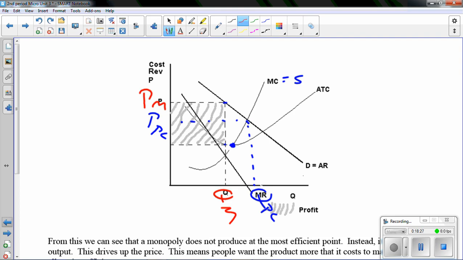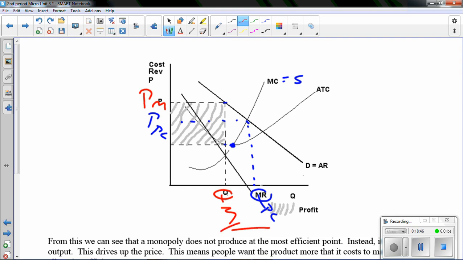Okay. All right. So take a look at this. Tell me about the monopolist output compared to the perfect competitor. Read the graph, guys. The monopolist output compared to the perfect competitor is going to be less. Monopolists are going to produce less of the product.